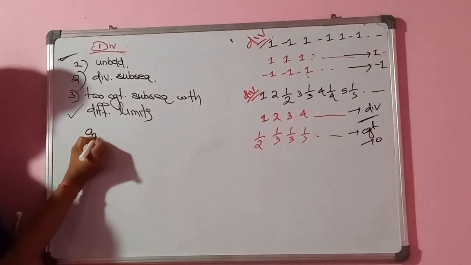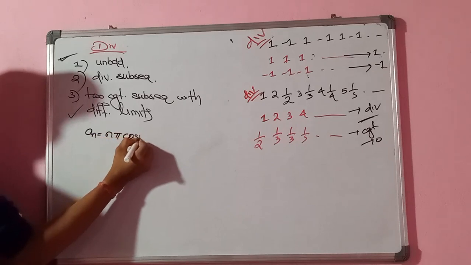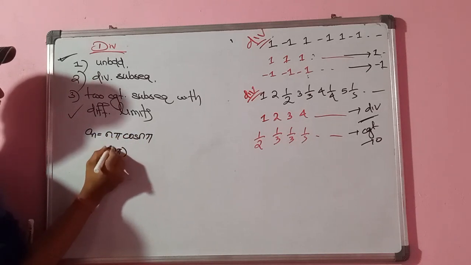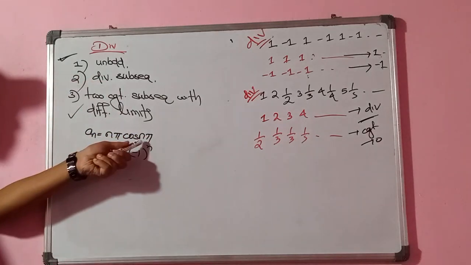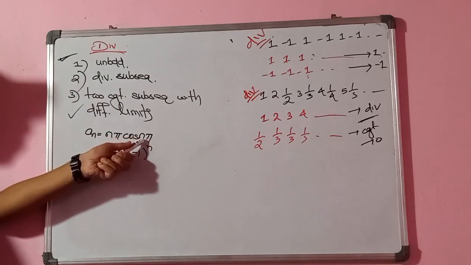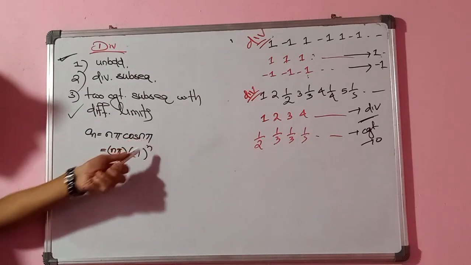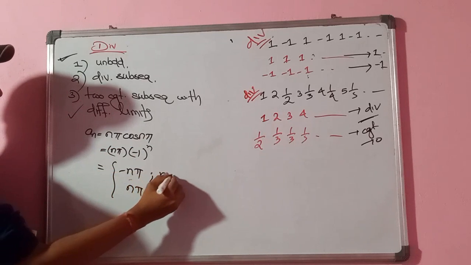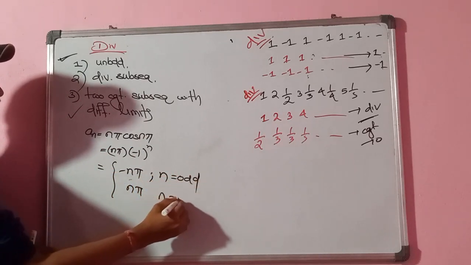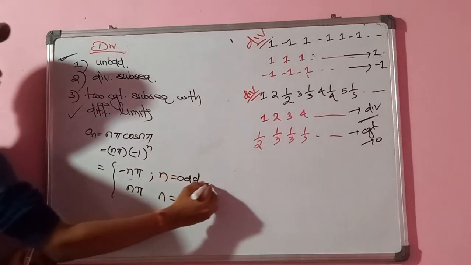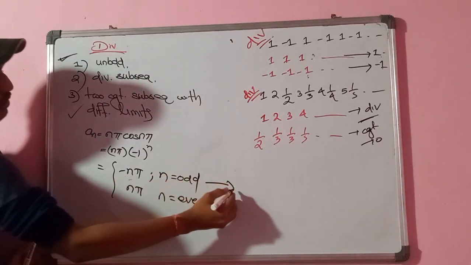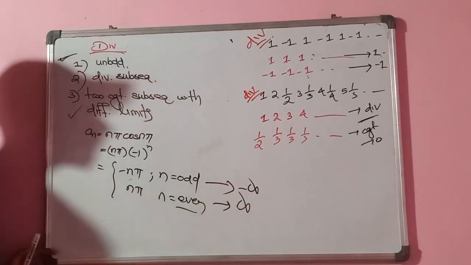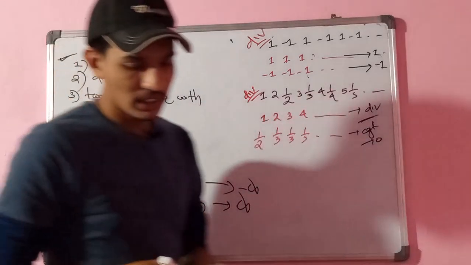Let's see another example. Suppose my sequence an equals n pi cos n pi. We know the value of cos n pi is minus 1 to the power n. If you put n as 0, it will be 1; if you put 1 in place of n, you will get minus 1. So I can write it as minus n pi if n is odd, or n pi if n is even. If n is odd, my sequence will go to minus infinity; if it is even, my sequence will go to infinity. So my sequence is divergent. Understood?